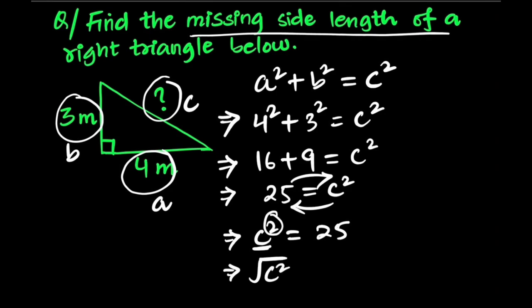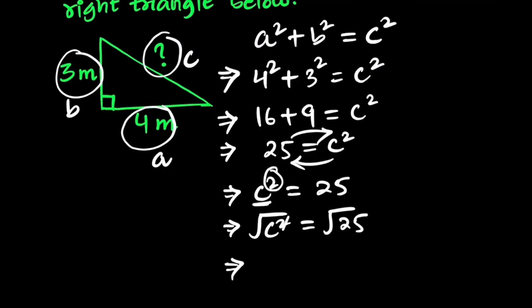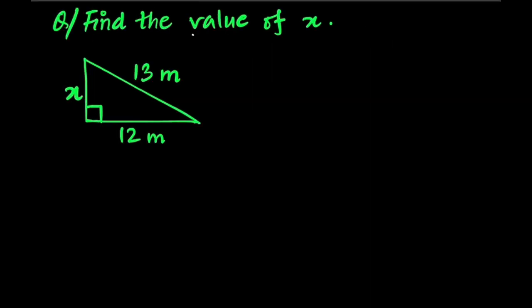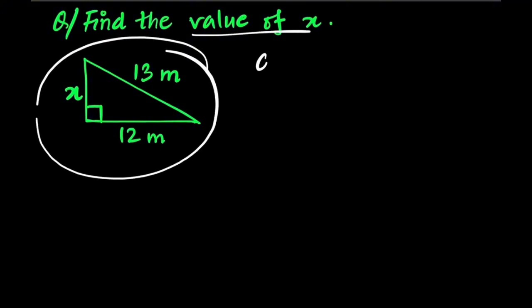The square root of C square is equal to the square root of 25. Exponent 2 and square root cancel out, which gives us C equals the square root of 25, which is 5. So the length of this side of the right triangle is 5 meters. Now let's go through another question which says find the value of x. Since this is a right triangle, A square plus B square must be equal to C square.